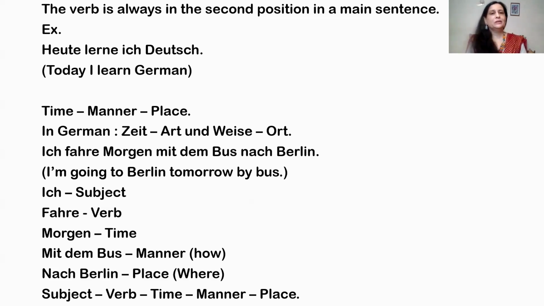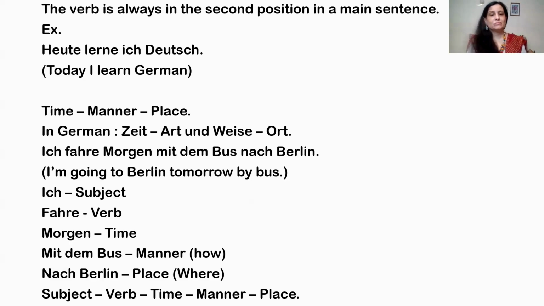Now comes time, manner, place. In German, it is Zeit, which is time, Art und Weise, manner, and Ort, which is place. Now suppose, Ich fahre morgen mit dem Bus nach Berlin, meaning I am going to Berlin tomorrow by bus. Fahre will come at the second position. Fahre is the verb, ich is the subject. Morgen is time, as we have seen earlier: time, manner, and place.